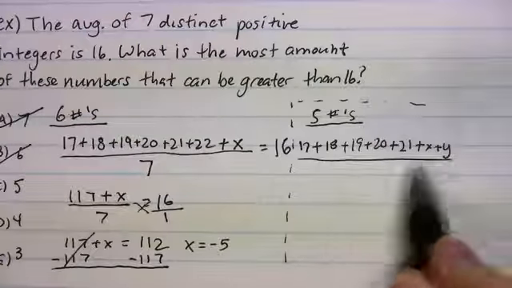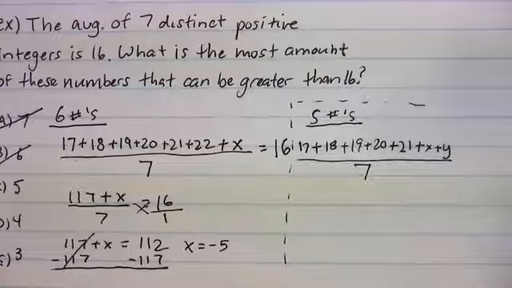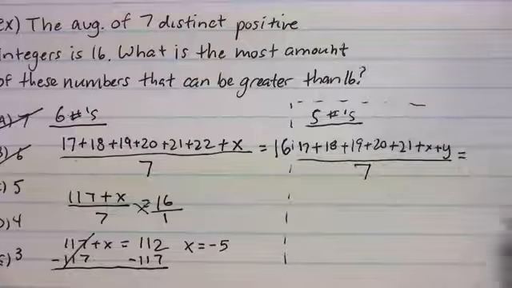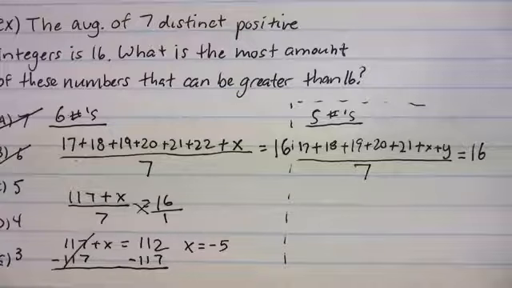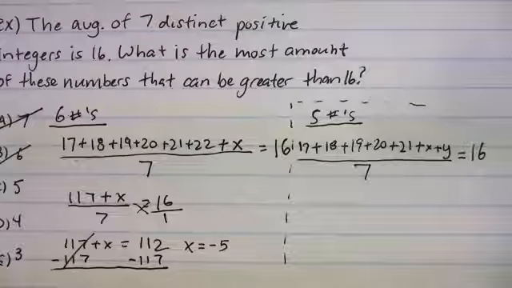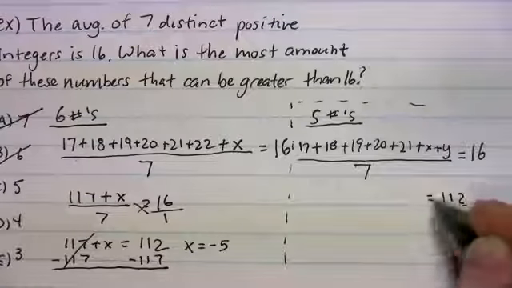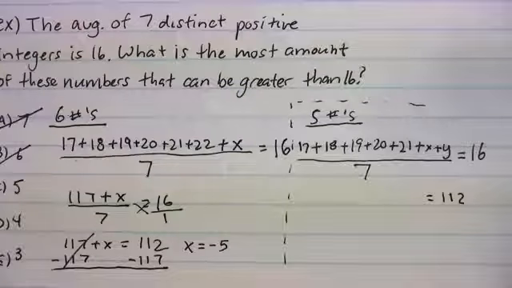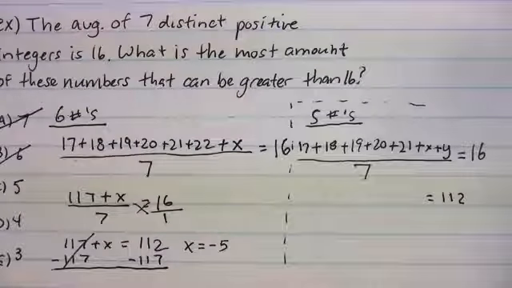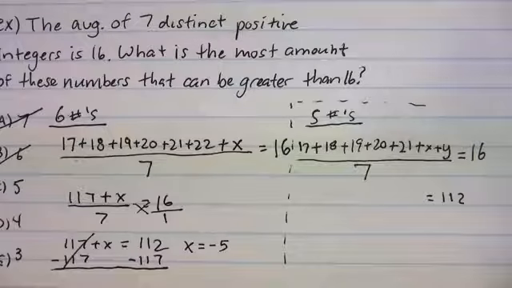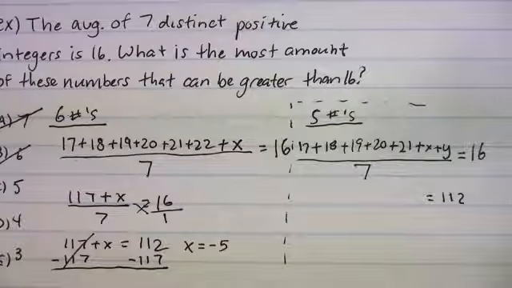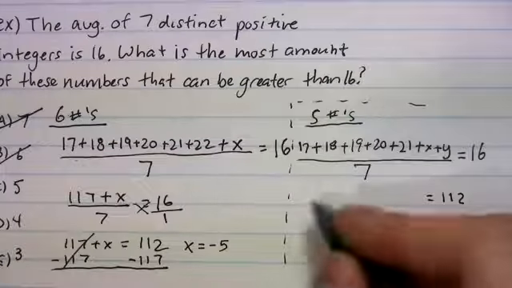What are we dividing by? We're dividing by 7. And our average is still going to be 16. Okay? So again, from before we found out that 7 times 16 is 112, right? So now we just have to add up 17 plus 18 plus 19 plus 20 plus 21 equals, and you should get 95.